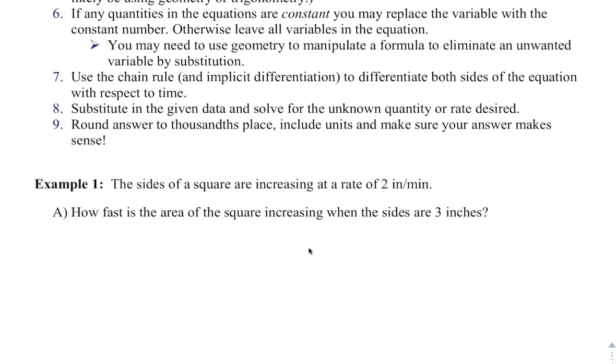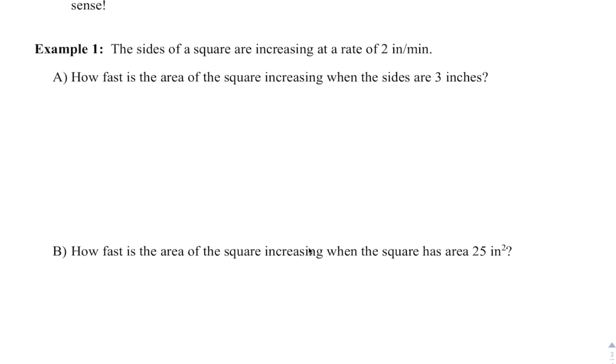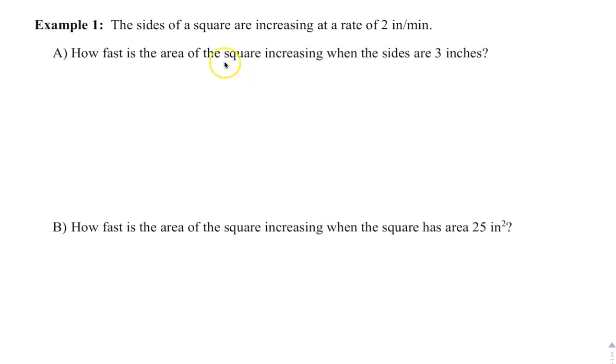So let's do an example. Example 1. The side of a square increases at a rate of 2 inches per minute. And our first question here is how fast is the area of the square increasing when the sides are 3 inches. So let's go over that again. The side of a square increases at a rate of 2 inches per minute.